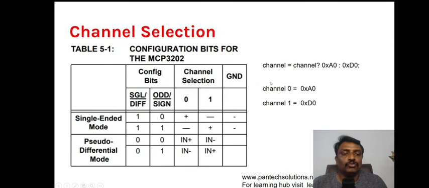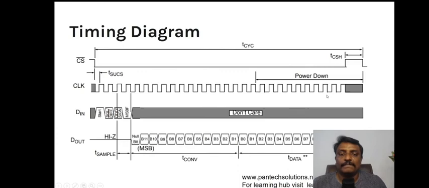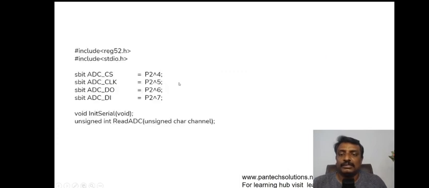For us, if you choose channel 0, you have to send A0. If it is channel 1, you have to send D0. Channel 0 is A0 and channel 1 is D0. This is the timing waveform. I will explain the code first on the presentation, and then we can go for the demo.